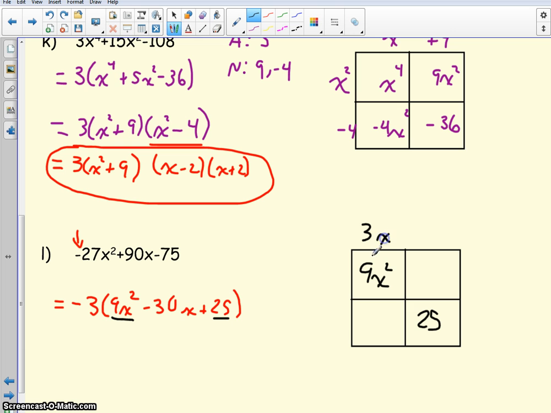I'm going to have 3x and 3x. For 25, do I use a positive 5, negative 5? Have to add to a negative here, so this will have to be negative 5 and negative 5 if it's going to work. So that'll give me negative 15x and negative 15x, which when you put together gives you negative 30x, which is what we need. So this factors into negative 3 times 3x minus 5 all squared.